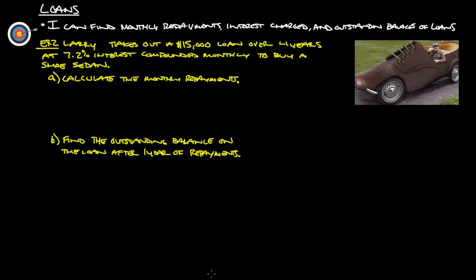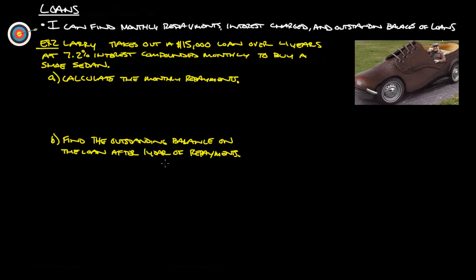All right. Okay, example 2. Larry takes out a $15,000 loan over 4 years at 7.2% interest compounded monthly to buy a shoe sedan. Calculate the monthly repayments and find the outstanding balance on the loan after 1 year of repayments.